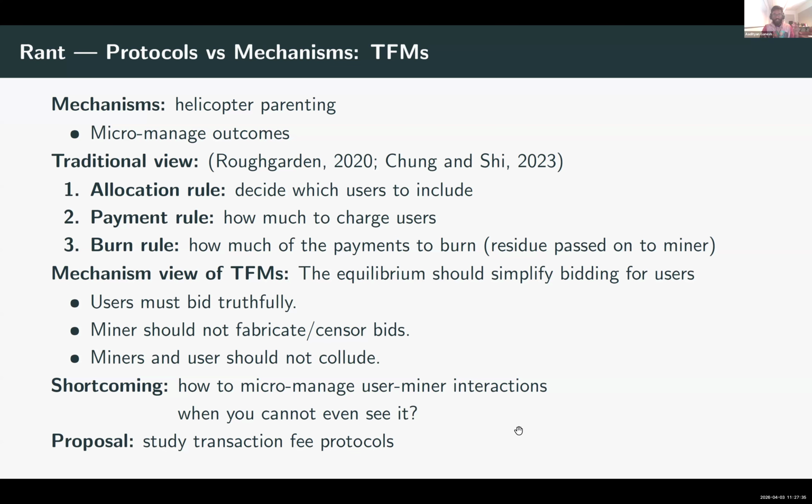So the counter proposal to this is maybe to study transaction fees as protocols, where we just set a loose set of constraints, and then we ask whether the equilibrium that these constraints induce is favorable, rather than trying to micromanage all aspects of what happens on chain.